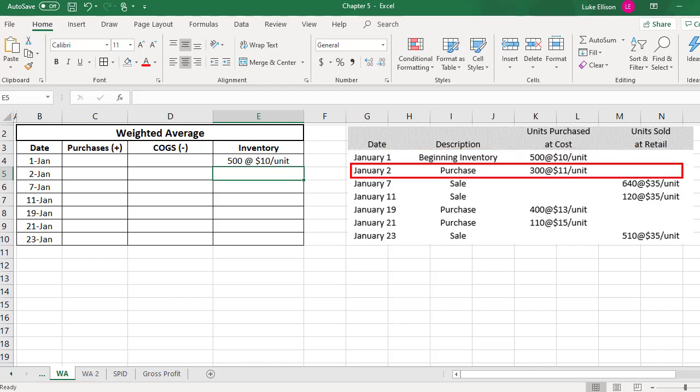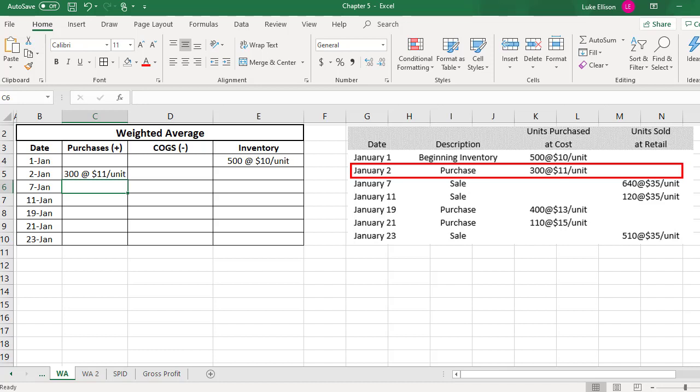Next, on January 2nd, the company purchased 300 units at $11 per unit. Since this is a purchase, we can put it in the purchase column. Since there were no sales on this date, we can skip the cost of goods sold column.